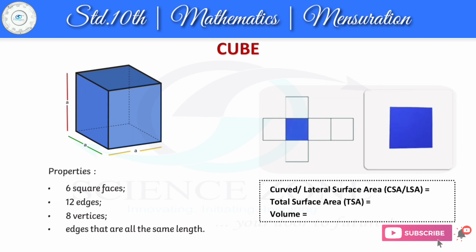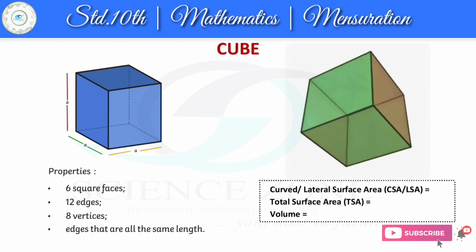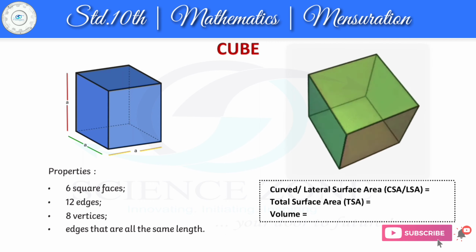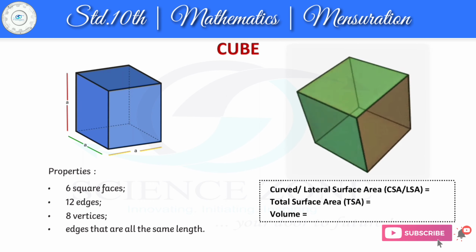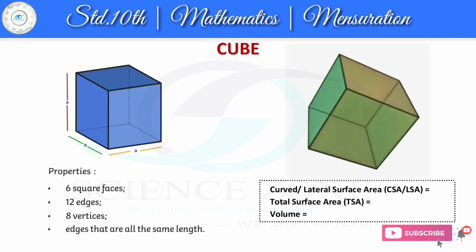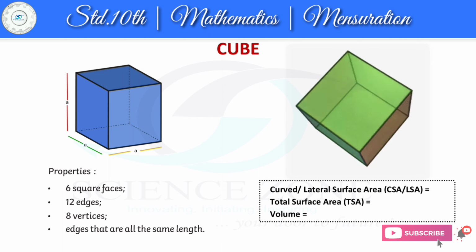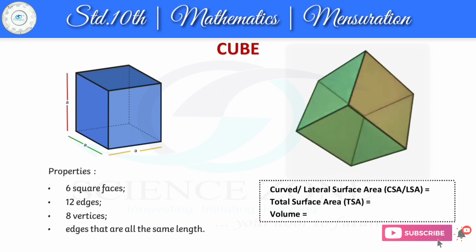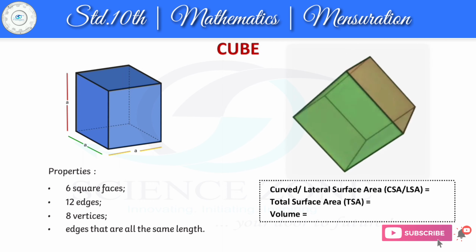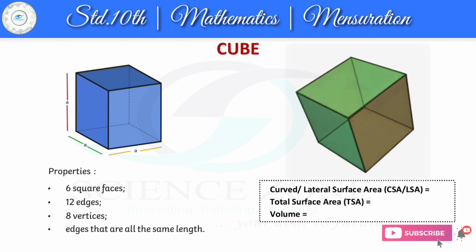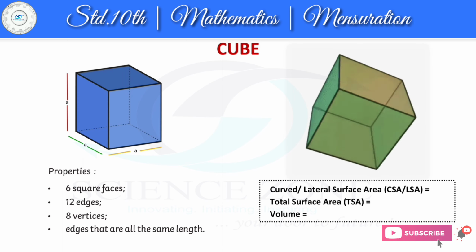Now let's see the first trick. To find curved or lateral surface area of a solid which have 2 congruent bases, we have to do the product of its perimeter of the base and its height. If you ever have a solid whose top and bottom are congruent, then what do you have to do to find its CSA? Perimeter of the base multiplied with its height. And to find its volume, we multiply the area of the base with height.